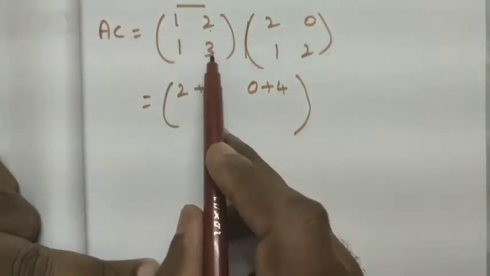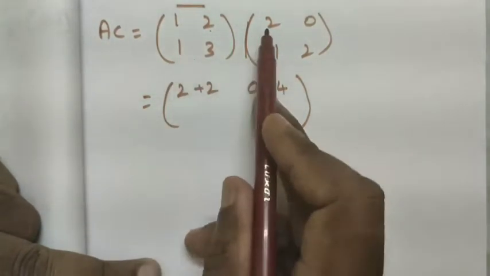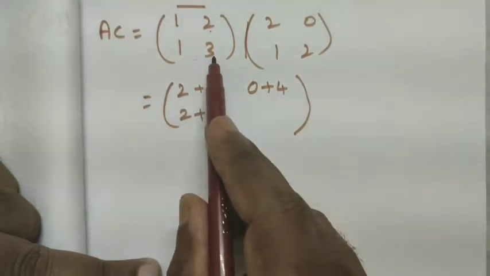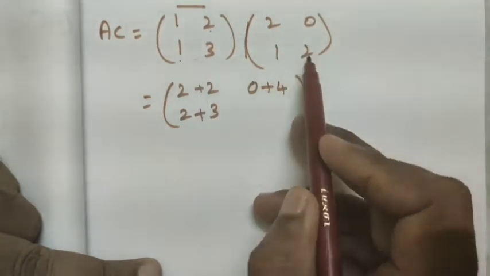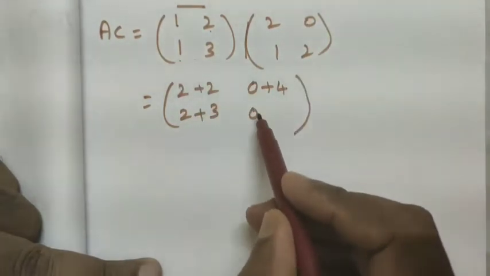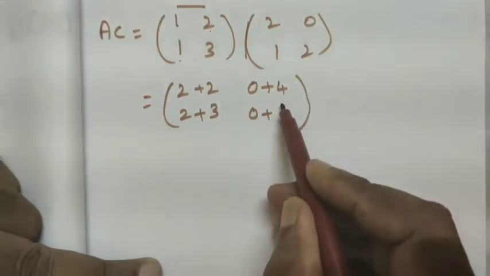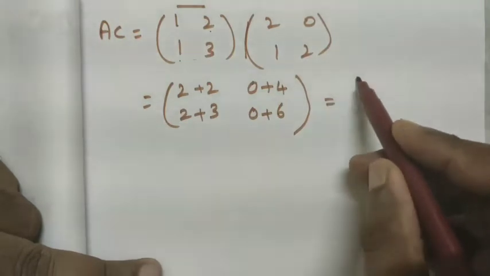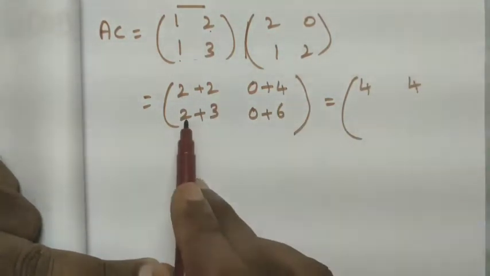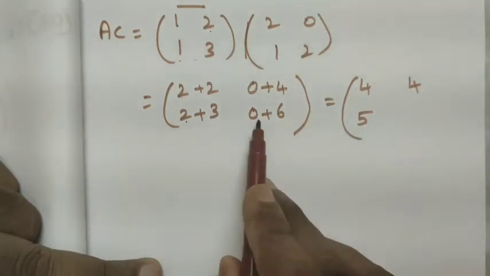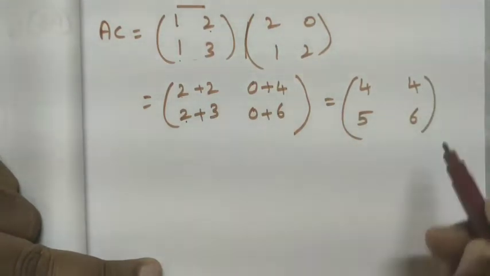Next step, second row with first column. 1 into 2 is 2. Plus 3 into 1 is 3. Second row with second column. 1 into 0 is 0. Plus 3 into 2 is 6. Then 2 plus 2 is 4, 0 plus 4 is 4, 2 plus 3 is 5, 0 plus 6 is 6.